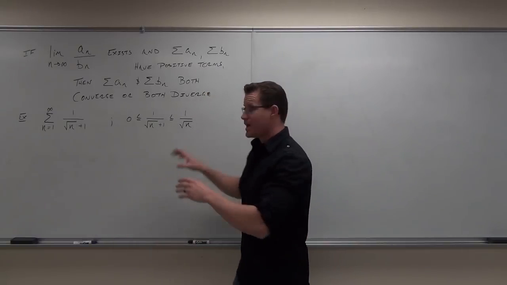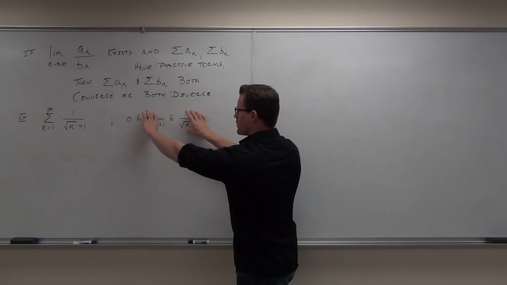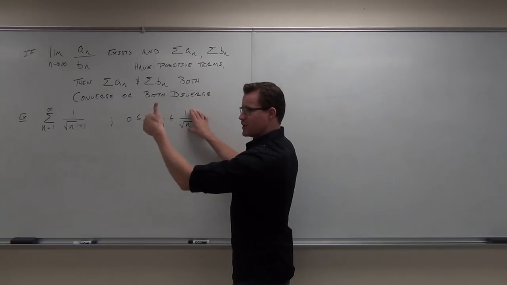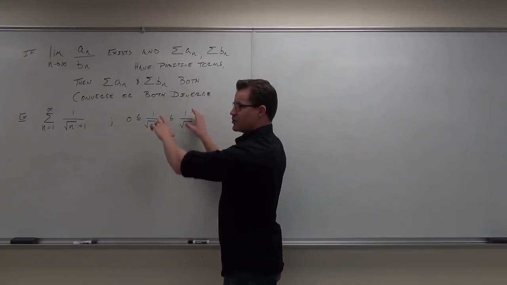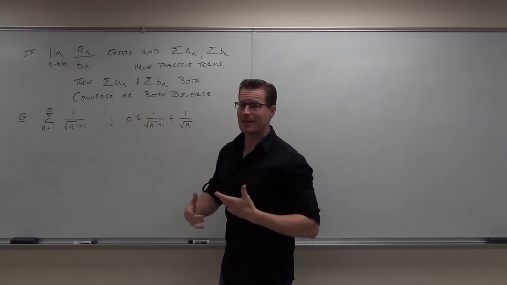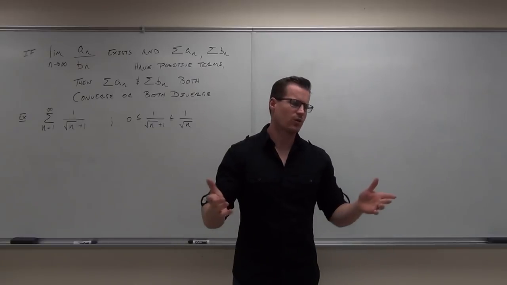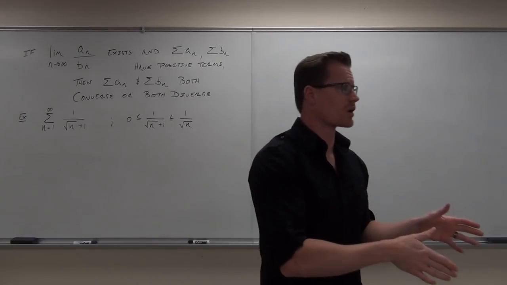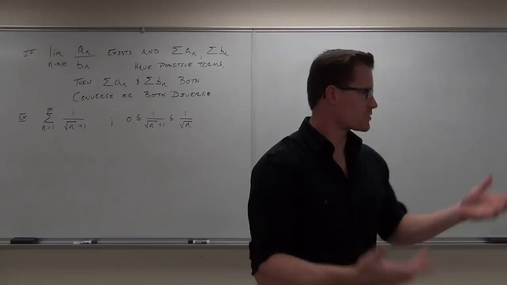We need something that, if we have our given series smaller than a series that converges, that's good. Or bigger than a series that diverges, that's good. But smaller than a series that diverges doesn't do us anything. So we invented this new thing. We said, all right, if the comparison test doesn't just straight up work, let's try the limit comparison test.